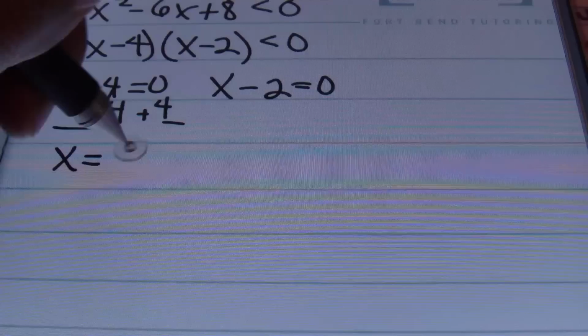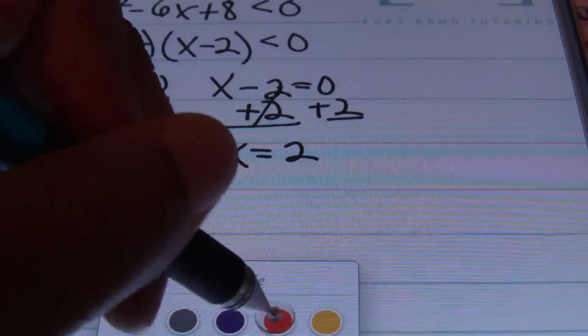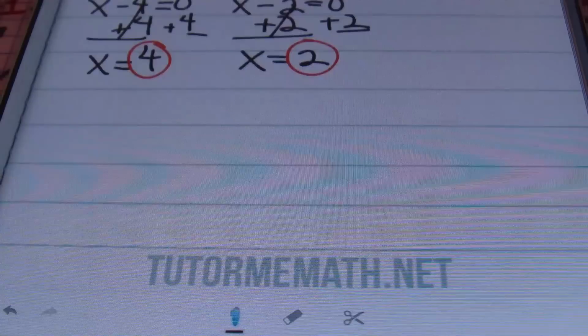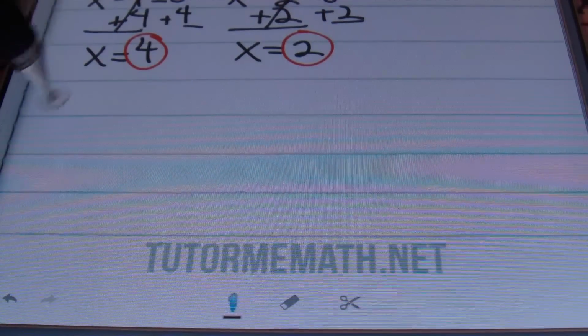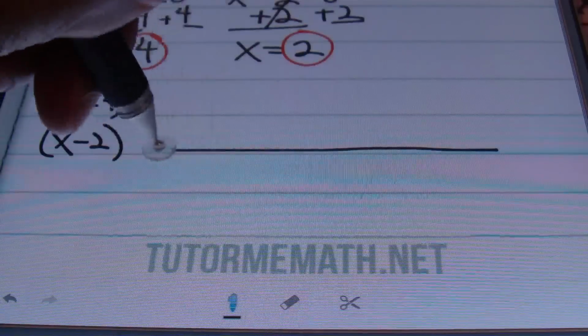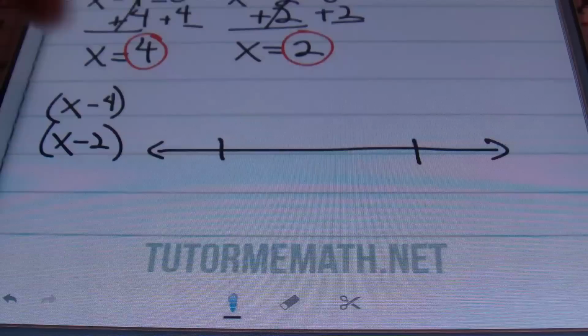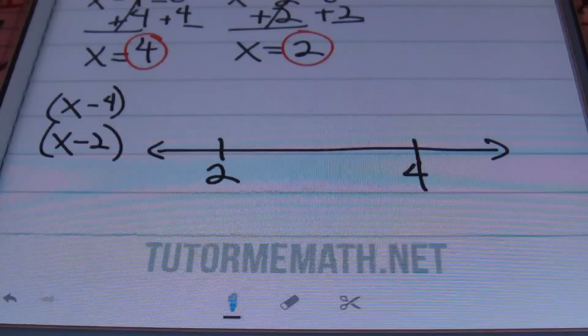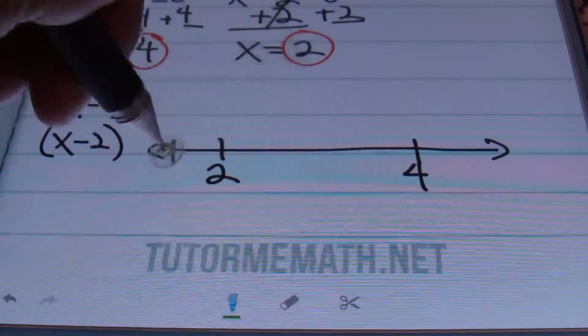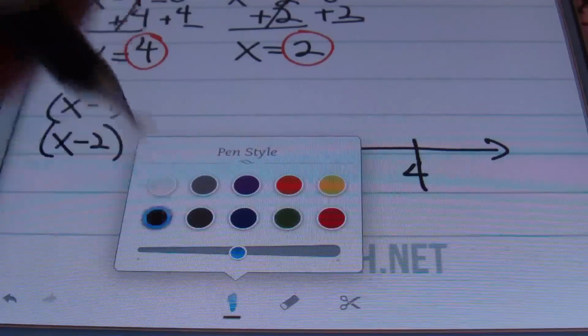Okay, so I'm adding 4 to both sides here. This gives me x equals 4, and I'm going to add 2 to our second equation, and this gives me x equals positive 2. So my critical values thus far are going to be 4 and 2, and that's what I'll be using on my number line. So for the sign chart, I have my two factors, x minus 4, I have my second factor of x minus 2, and I have my number line with the two critical values shown, positive 2 and positive 4. Okay, then I'm going to come up with a test value that's less than 2, so I'm going to use 0. That'll be my test value right there.